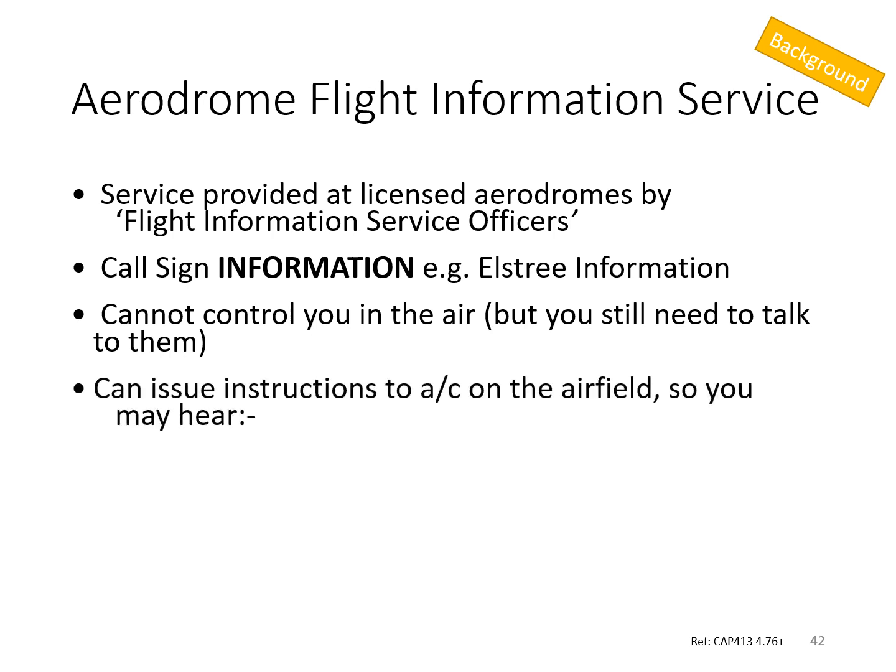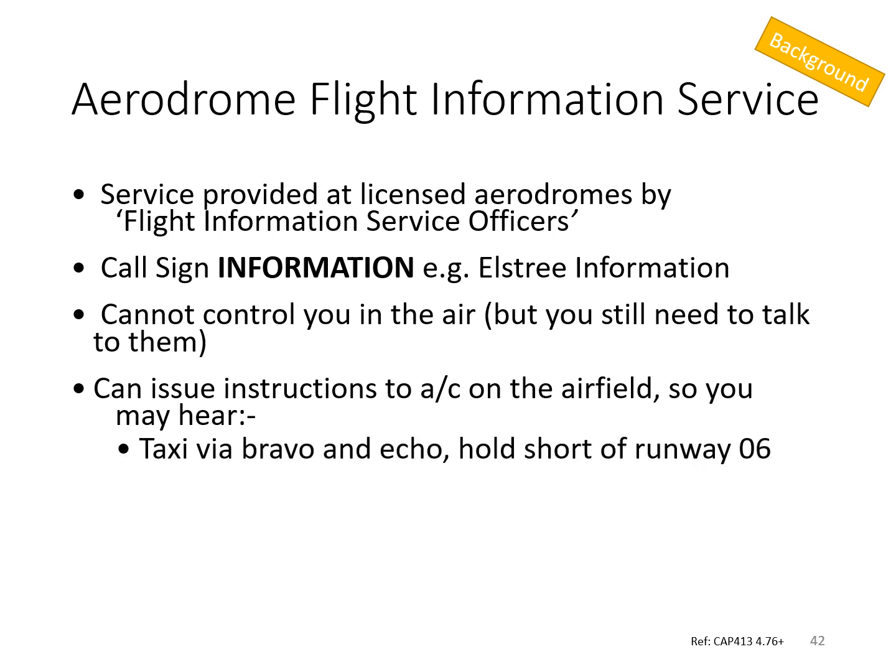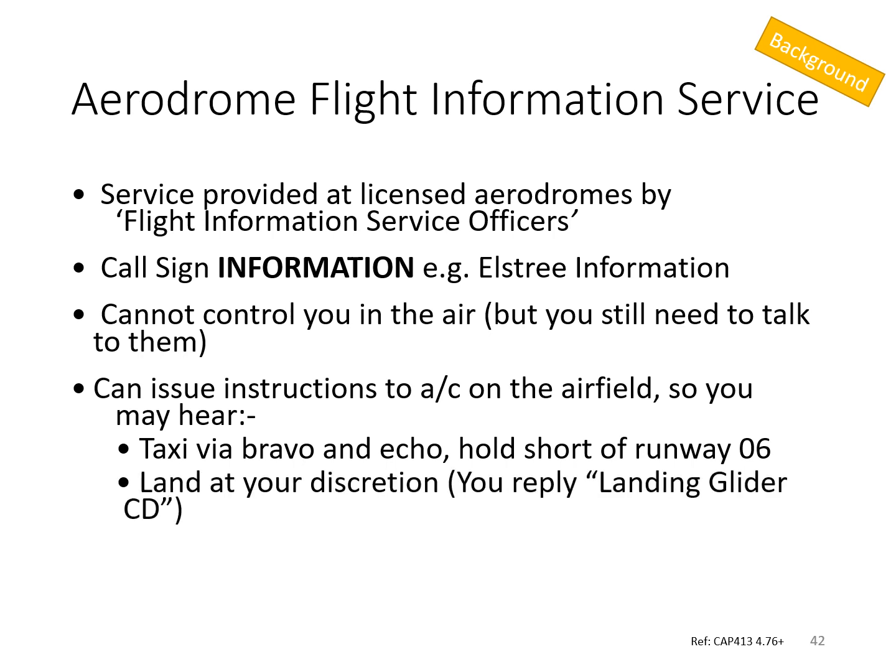They can issue instructions to aircraft on the airfield, so you might hear things like taxi via Bravo and Echo, hold short of runway 06. That's a taxi clearance. Land at your discretion, to which the answer would be landing, glider Charlie Delta, or backtrack the active and exit at Alpha.